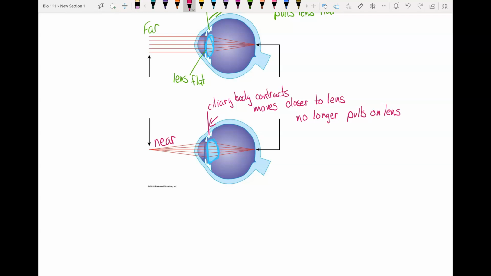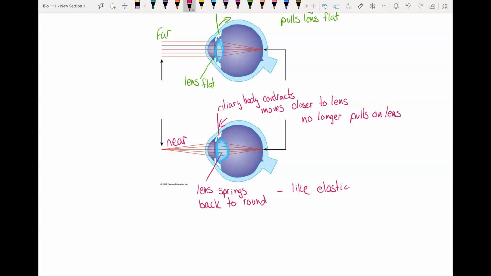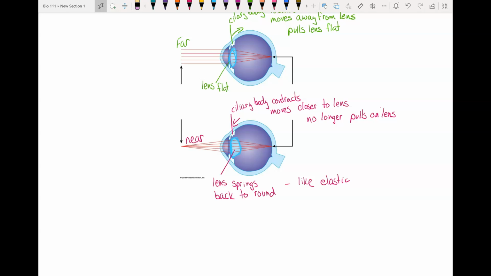And the lens naturally wants to be round. Think of like a rubber band. If you pull it, it stretches out. But then when you stop pulling it, it springs back. So the lens will automatically spring back to round. So your lens is like a piece of elastic. Now think about the waistband in a pair of shorts. You can stretch it out, and then when you stop stretching it, it springs back. That's how your lens is. So that's how you adjust for far and near vision.